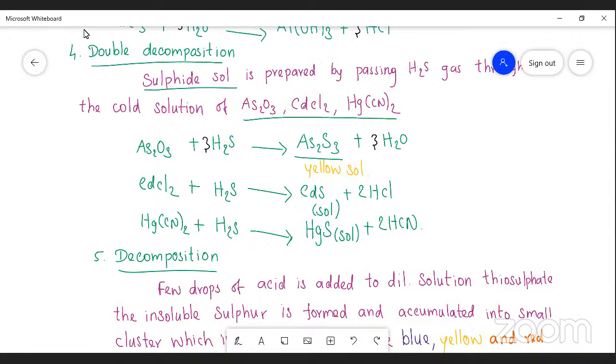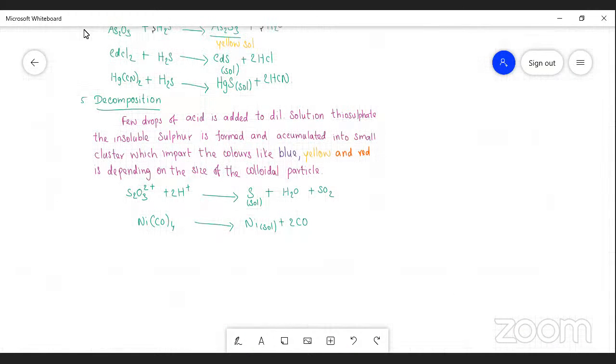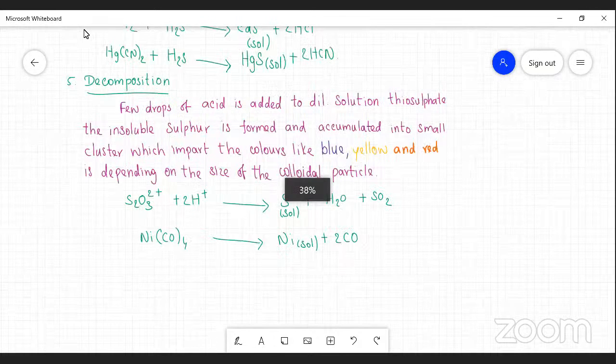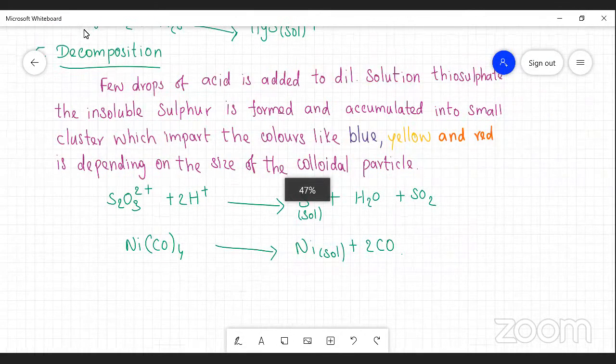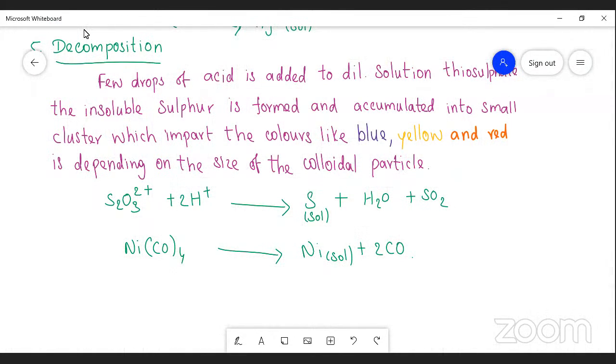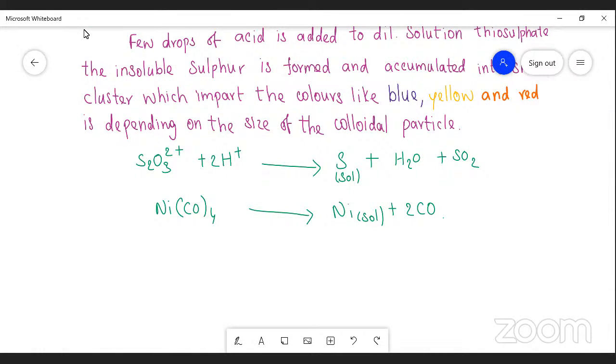Then the next is the decomposition reaction. In this, we take sodium thiosulfate, Na2S2O3, with S2O3 2-, the thiosulfate ion, reacted with acid. It produces free sulfur, which accumulates as clusters and imparts a color depending upon the size. It may be blue, yellow or red. And nickel tetracarbonyl on decomposition gives nickel.